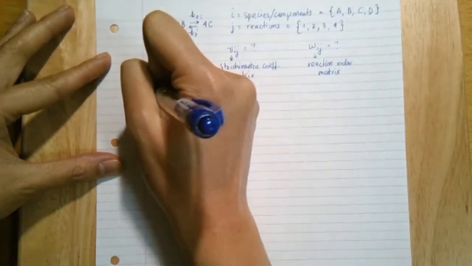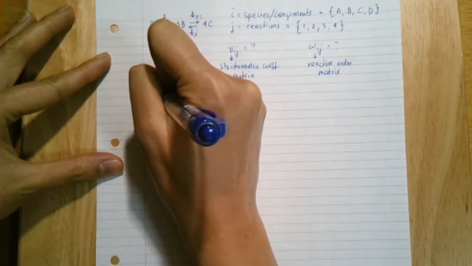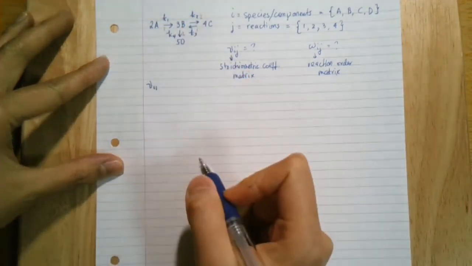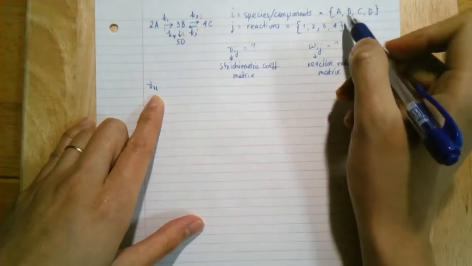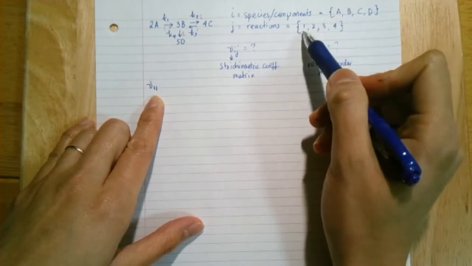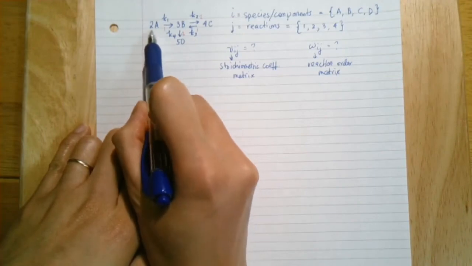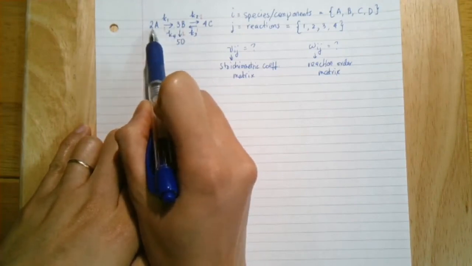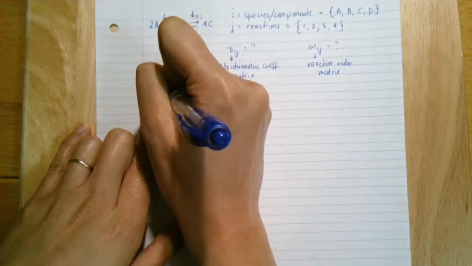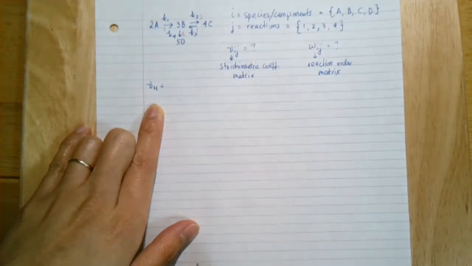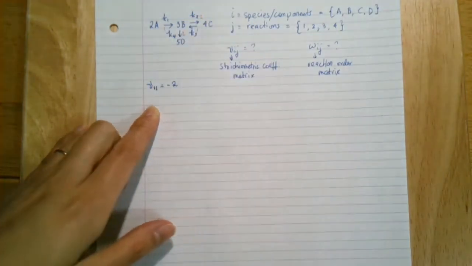Okay, so nu for component 1, reaction 1. What's the stoichiometric coefficient for the first component and first reaction? Component 1 is A and reaction 1 is reaction 1. So I will have a look at reaction 1 and look at the stoichiometric coefficient for A. In this reaction, A is being consumed, so the stoichiometric coefficient is -2.